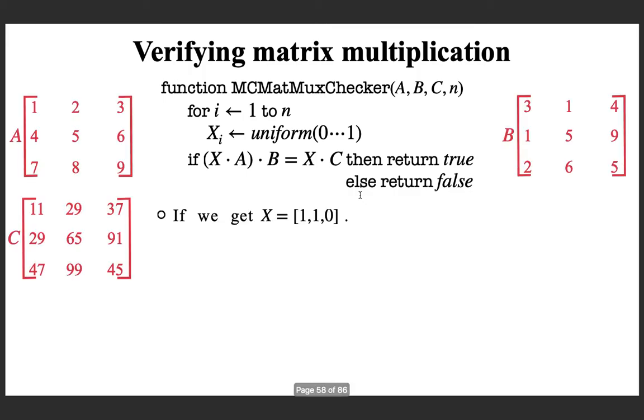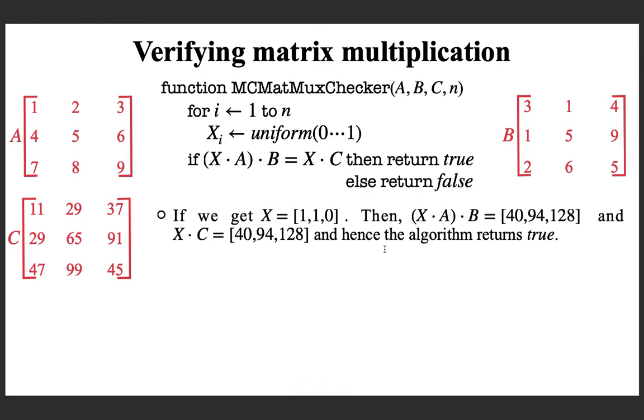Look at an example. This is the same example, and if we get the random binary vector as 1 1 0, we can easily see that the LHS is this row vector and the RHS is this row vector, and they are matching. So you are returning true, and you already know that C is not the product of A and B, but this algorithm is returning an incorrect answer.